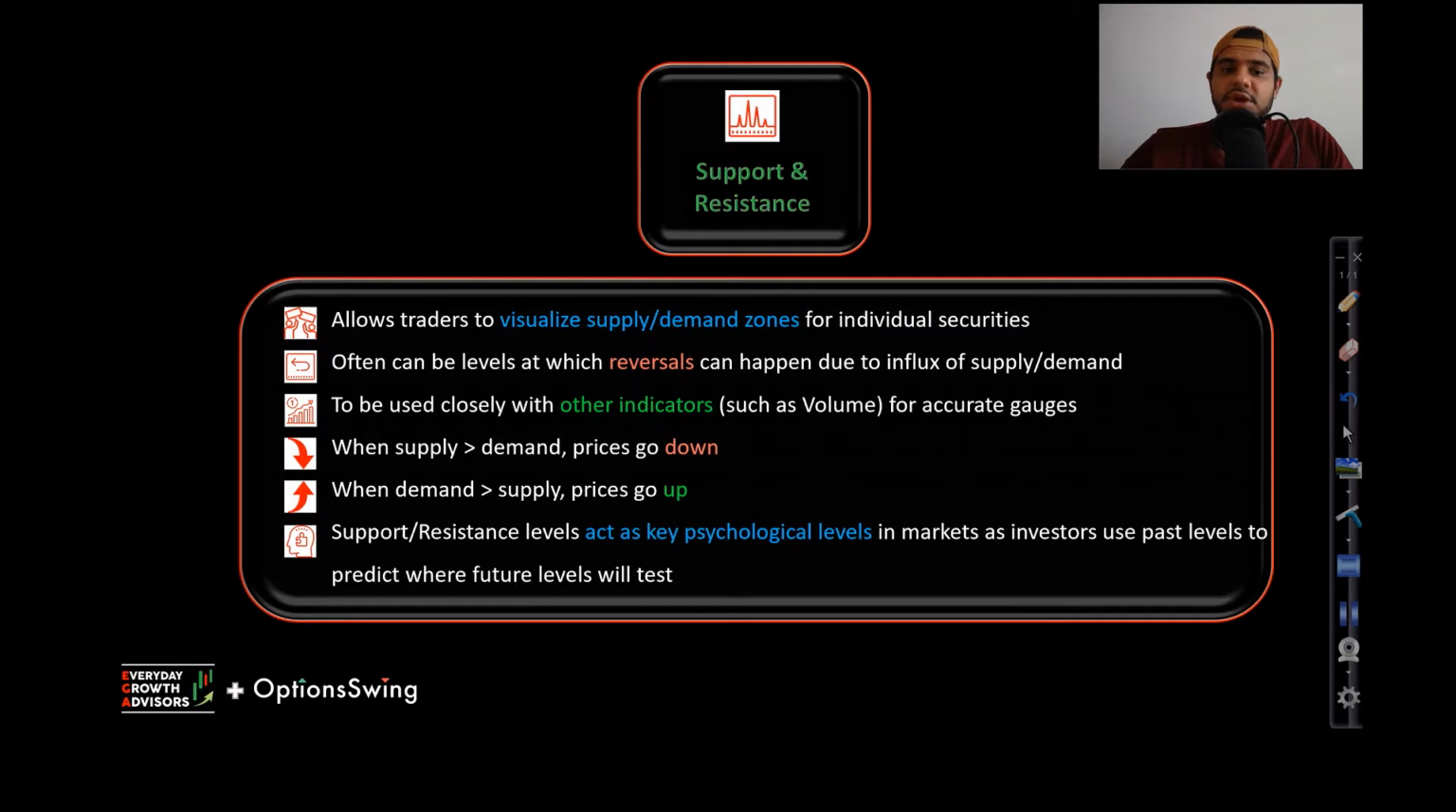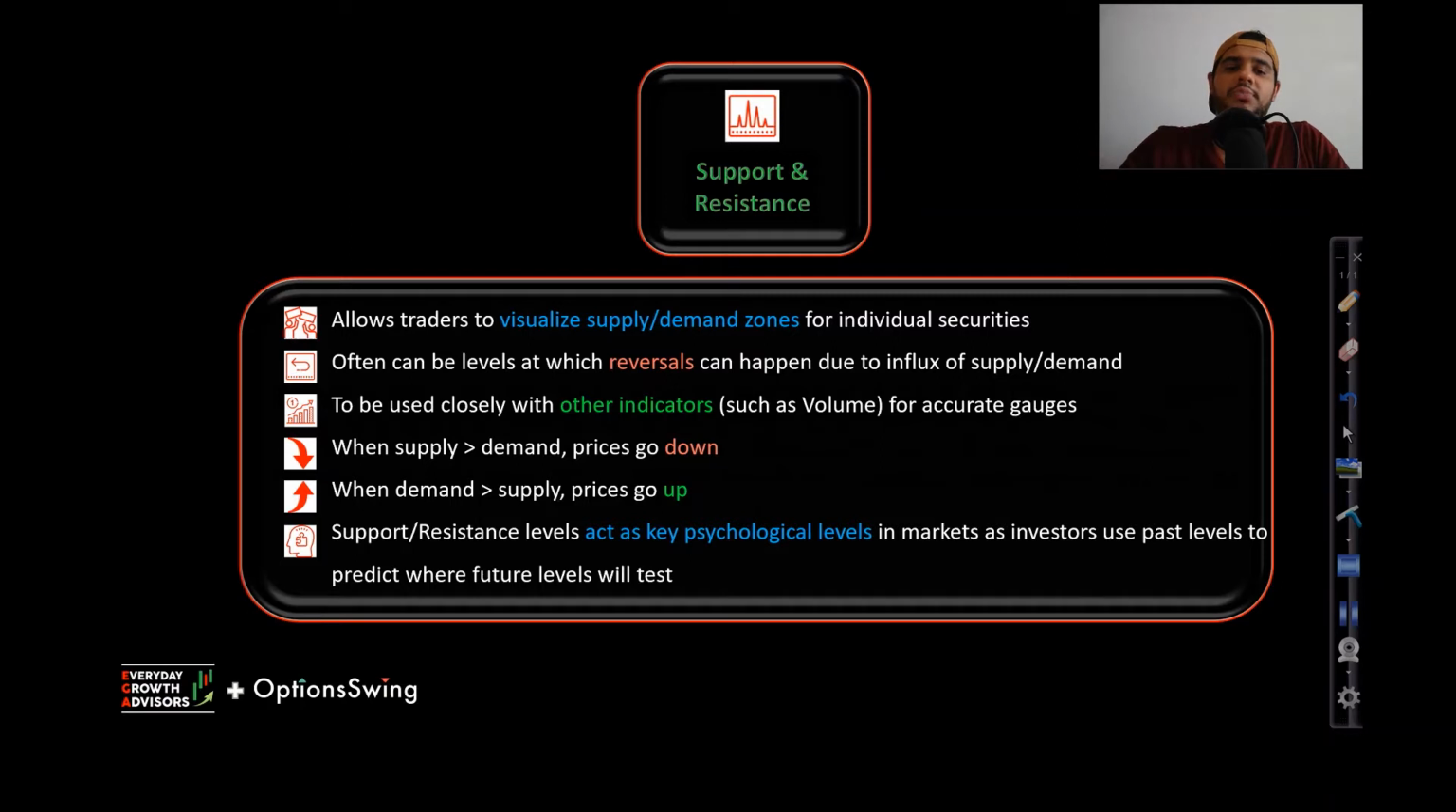Support and resistance allows you to visualize supply and demand in zones for a security. Essentially, you want to look at it in such a way that when you're looking at your technical analysis chart, there are certain zones on price action where things can either have an influx of supply or an influx of demand. When supply is higher than demand, that causes a sell-off. And when demand is higher than supply, then that causes buying, right? That's when prices go up. That's the basics of economics. I'm sure you know this stuff. As long as you know that, it's easy to follow from there.